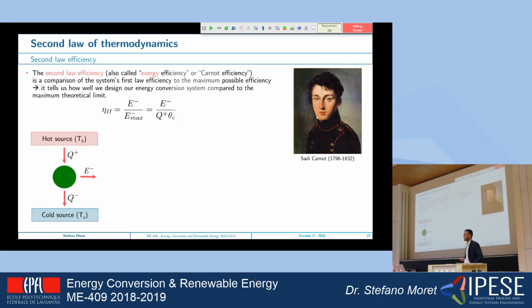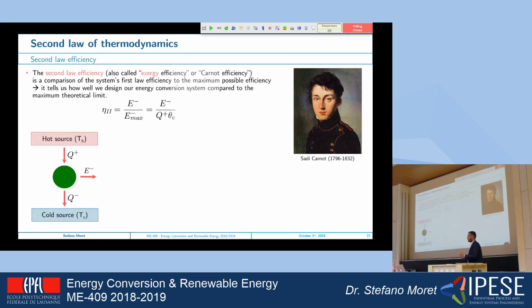What is the second law efficiency? The second law efficiency tells us how well we design an energy conversion system. It compares the work that we're actually producing with the system, with our power plant, to the maximum theoretical amount that we can produce if we were using a Carnot cycle in a reversible process. So the formulation is this one. It's basically the amount of work that we're producing divided by the heat multiplied by the Carnot factor.